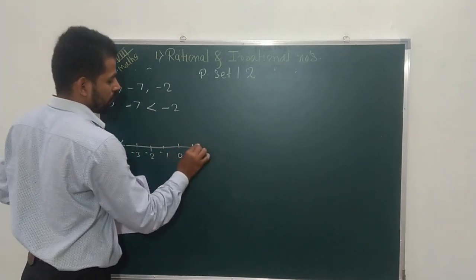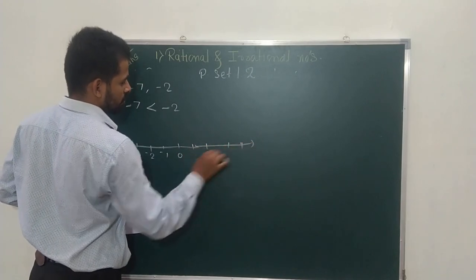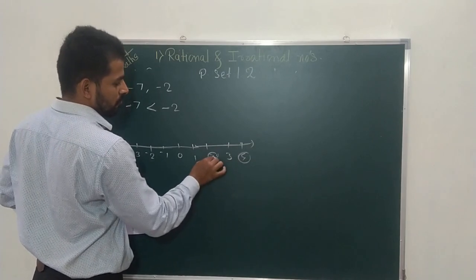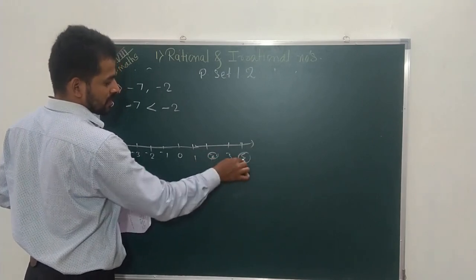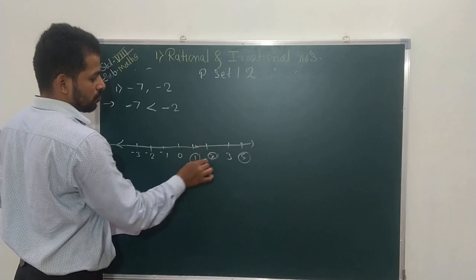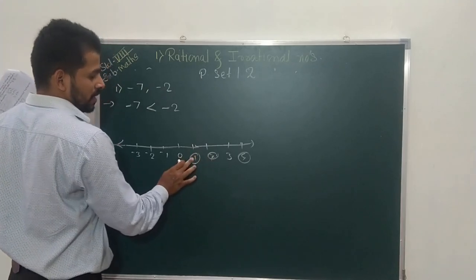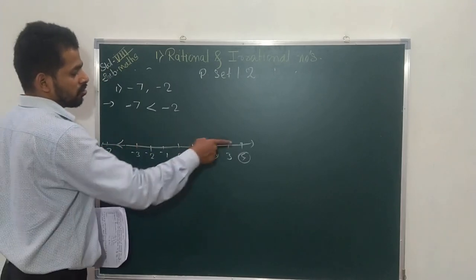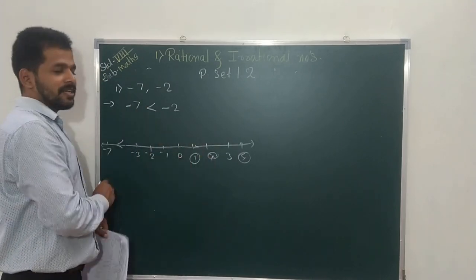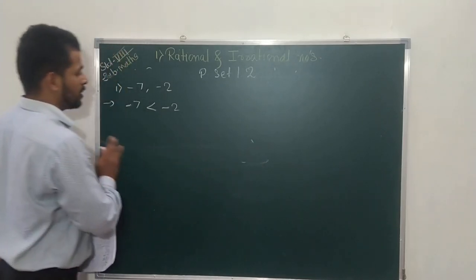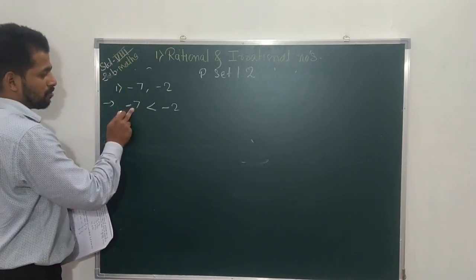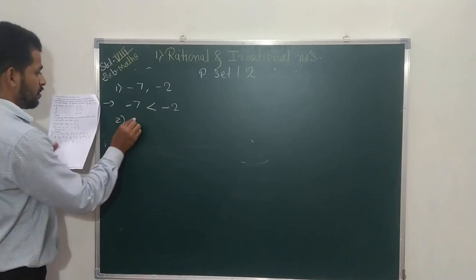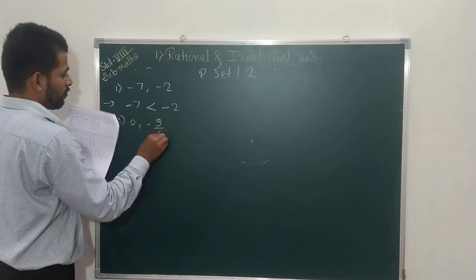Suppose we compare 2 and 4 on the number line. 2 comes on the left side of 4, that's why 2 is less than 4. When we take 1 and 2, 1 comes on the left side, so 1 is less than 2. When we compare two numbers, think of the number line: the number on the left side is less. So -7 is less than -2. It is a direct answer.